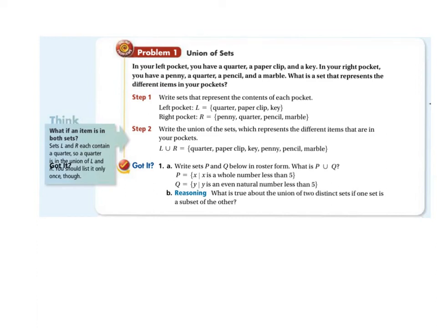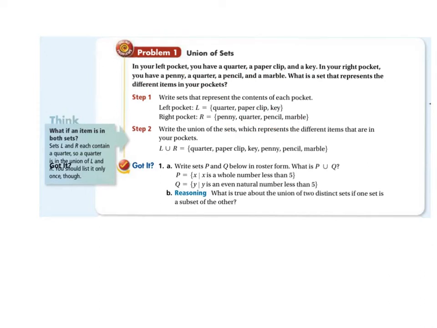Okay, back to that union concept. In your left pocket, you have a quarter, a paperclip, and a key. In your right pocket, you have a penny, a quarter, a pencil, and a marble. What is the set that represents the different items in your pocket? So a left pocket: quarter, paperclip, key. Right pocket: penny, quarter, pencil, marble.